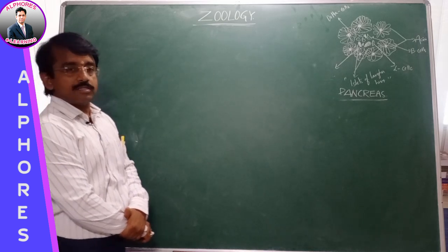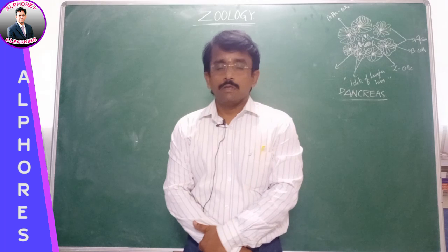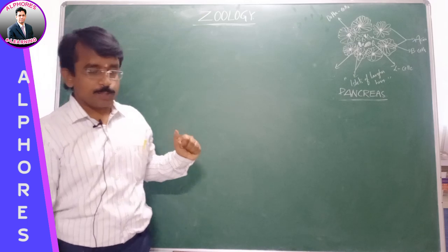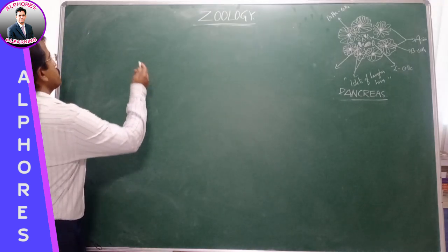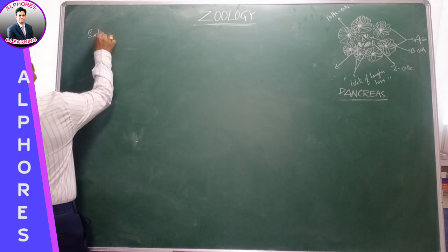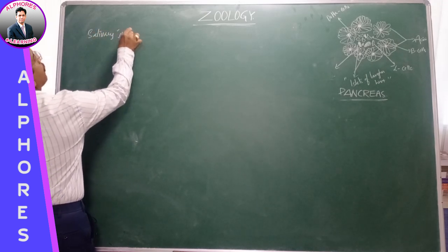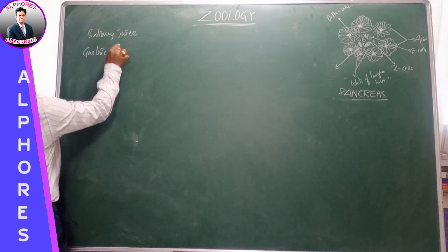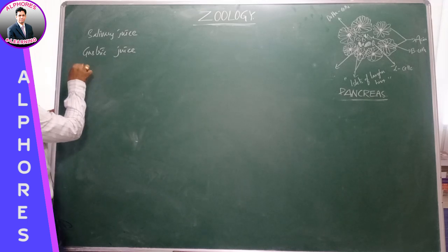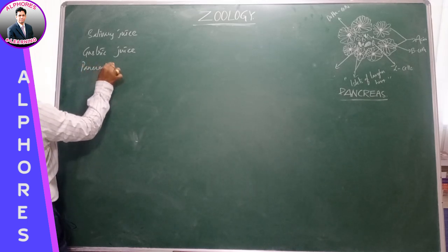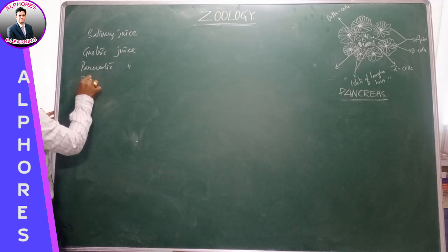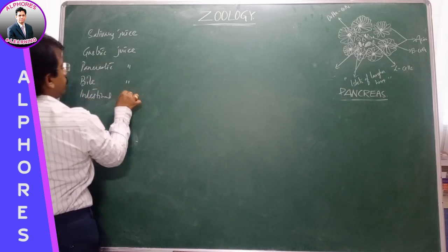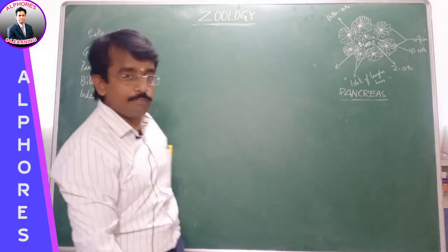We have seen all the digestive glands till now. Let's have a quick look at their compositions. It includes the salivary juice we have discussed, next the gastric juice, next the pancreatic juice, next the bile juice, and the intestinal juice or the succus entericus.